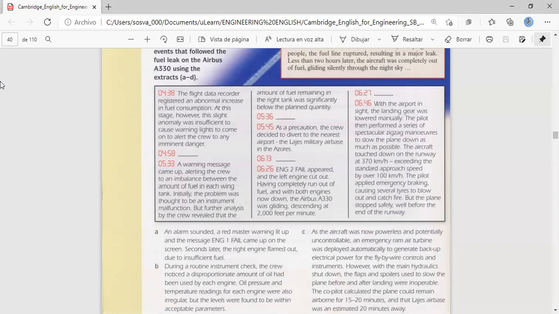Then, 35 minutes later, at 5:33, a warning message came up alerting the crew to an imbalance between the amount of fuel in each wing tank. Initially, the problem was thought to be an instrument malfunction, but further analysis by the crew revealed that the amount of fuel remaining in the right tank was significantly below the planned quantity. Then what happened 3 minutes later?